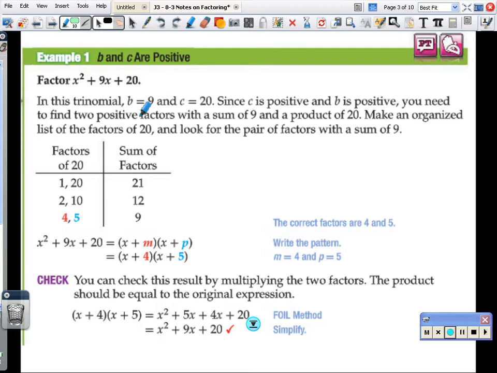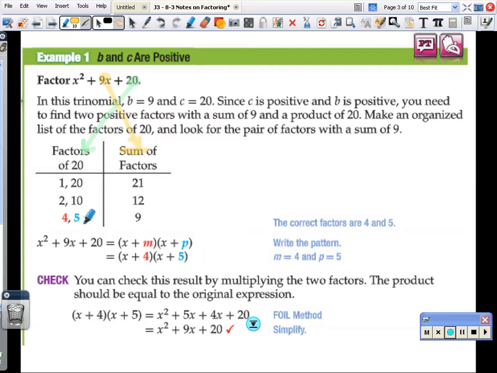So a lot of times when you're given a problem, for example, x squared plus 9x plus 20, you can just start making a list. You list out the factors of 20, and then you add them together. So the factors here are 1 and 20, obviously, 2 and 10, and 4 and 5. So those are all numbers that multiply to 20. That's what's happening right here. What we also need to find, though, are two numbers that add up to 9.